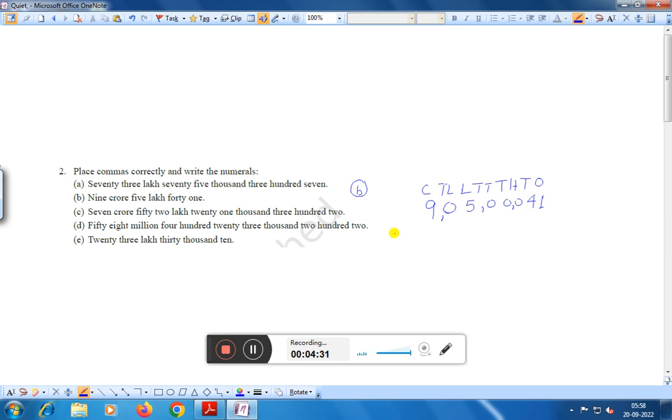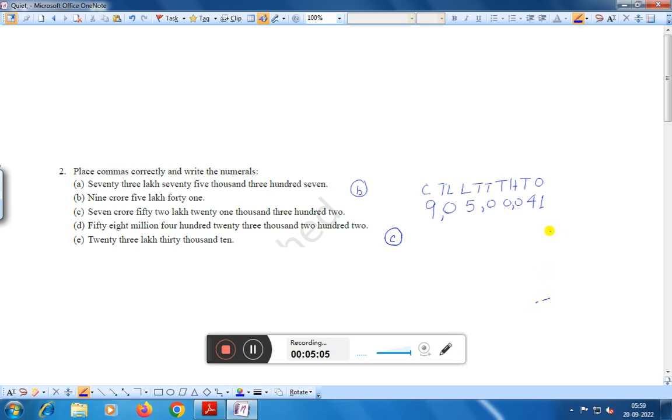Now question number C is, you see what is the question number C? Question number C is 7 crore 52 lakh 21,302, right? First write ones, 10, 100. After that you have to write the numerals, and after that put the commas, right? C is 7 crore 52 lakh 21,302. Then that means we are writing here as ones.